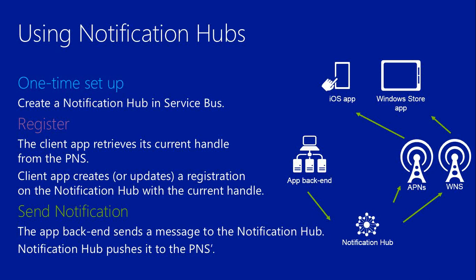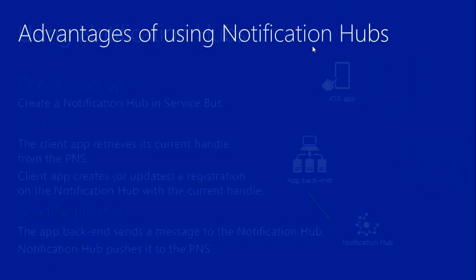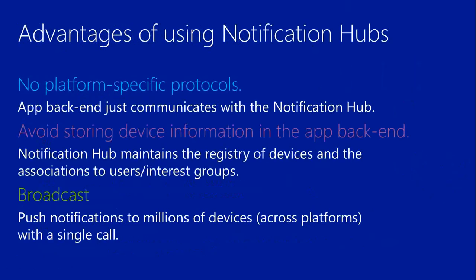Again, when the send notification time comes, the app backend sends one message to the Notification Hub, and the Notification Hub pushes it to the PNS. So it becomes easier because Notification Hub has a couple of advantages, which is no platform specific protocols.